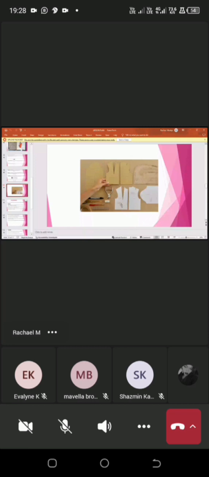So like here we have the tools that are required when you are pattern drafting. Okay, there are two types of tools for the categories.